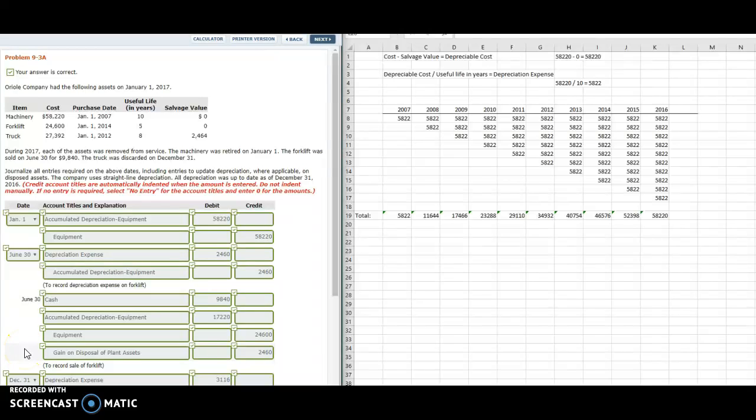Hello everyone, this is homework problem 9-3A, and in this problem we find out some information about the Oreo company, and we learned that as of January 1st, 2017 they had the following assets. They had machinery, a forklift, and a truck.